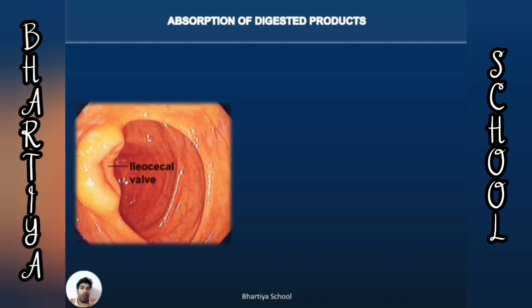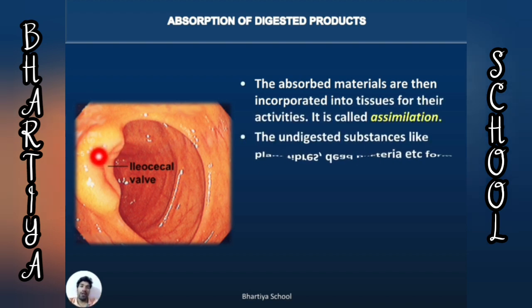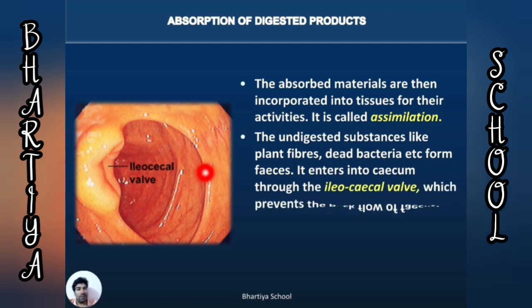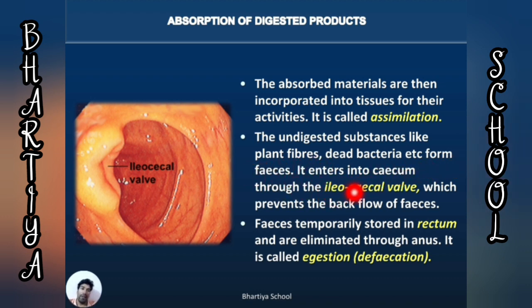After absorption of food, the undigested food enters the large intestine, and the entry of food from the small intestine to the large intestine is guarded by a wall called the ileocecal wall. Here we can see that the undigested food, like plant fibers and dead bacteria present in feces, enters the cecum through the ileocecal wall. This wall prevents the backflow of feces from the large intestine to the small intestine.